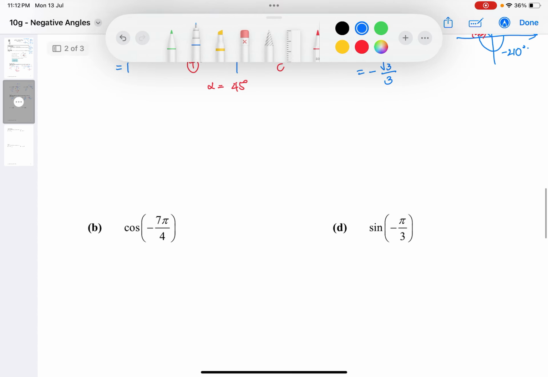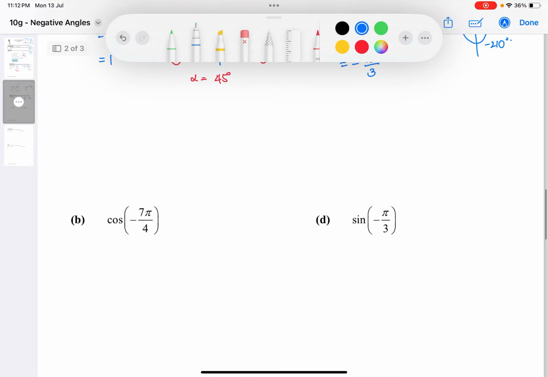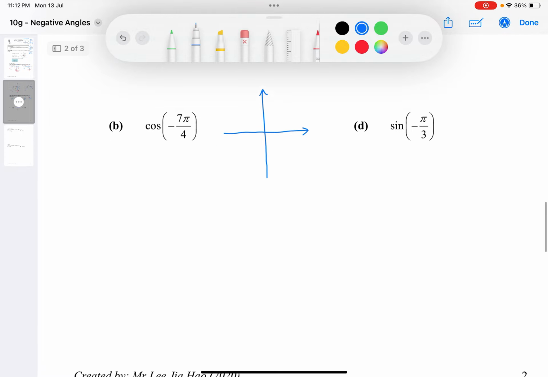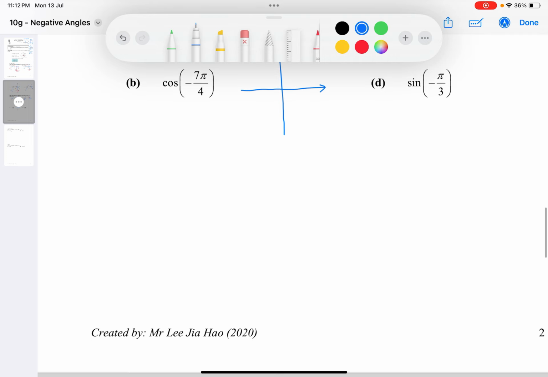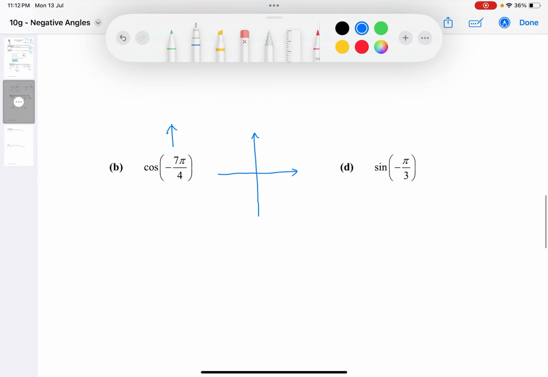Next, I have cosine of negative 7 pi over 4. Okay, draw it out again. If you look at the decimal of 7 pi over 4, it's actually 1.75. Right, 1.75, so that will be more than 1.5 but less than 2. So therefore, here. It went all the way. So this is negative 7 pi over 4.